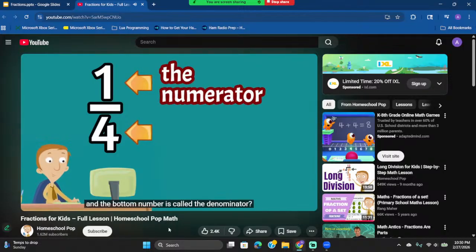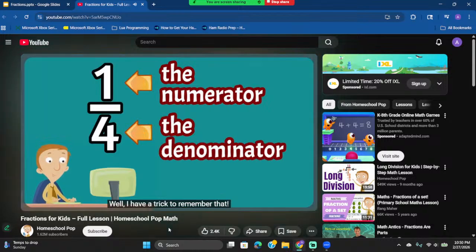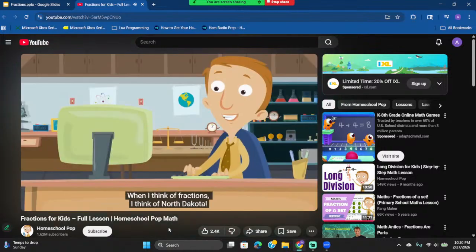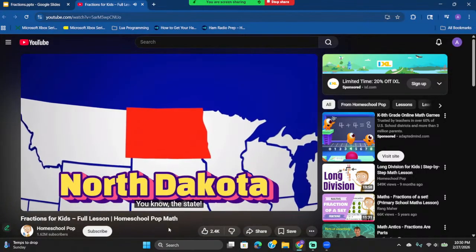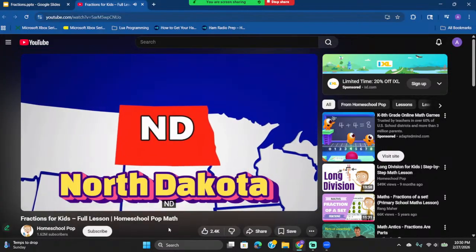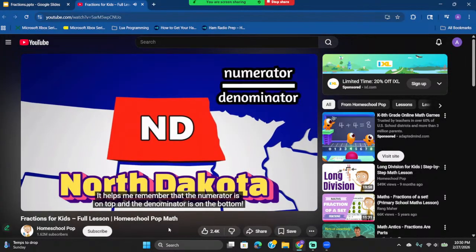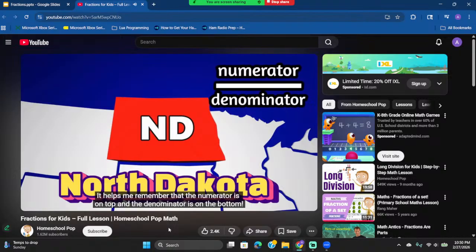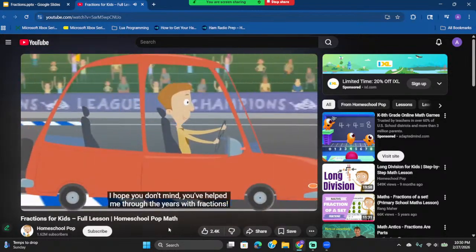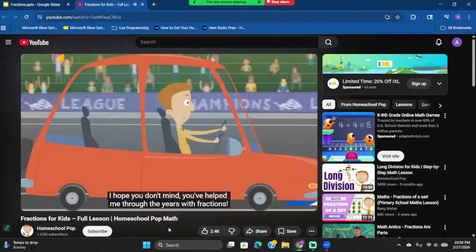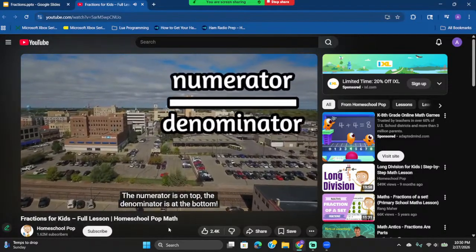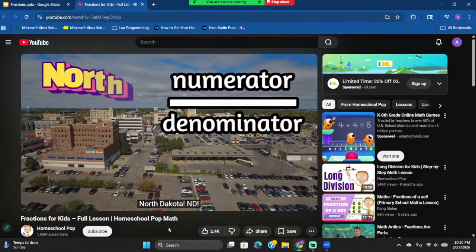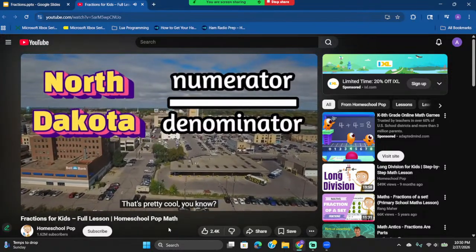Now, you know how the top number in a fraction is called the numerator and the bottom number is called the denominator? Well, I have a trick to remember that. When I think of fractions, I think of North Dakota. You know, the state. ND. It helps me remember that the numerator is on top and the denominator is on the bottom. North Dakota. I hope you don't mind. You've helped me through the years with fractions. Thank you, North Dakota. The numerator is on top. The denominator is at the bottom. North Dakota, ND. That's pretty cool, you know?